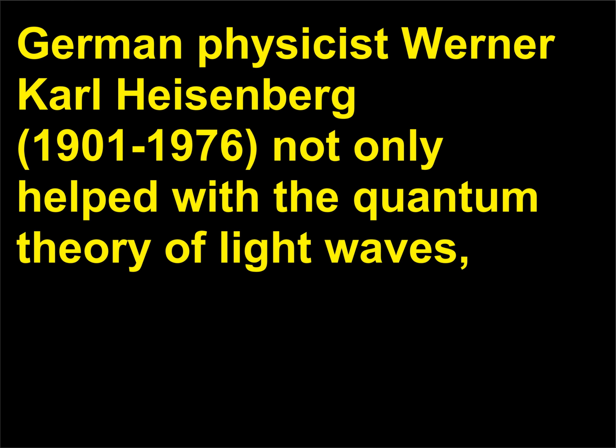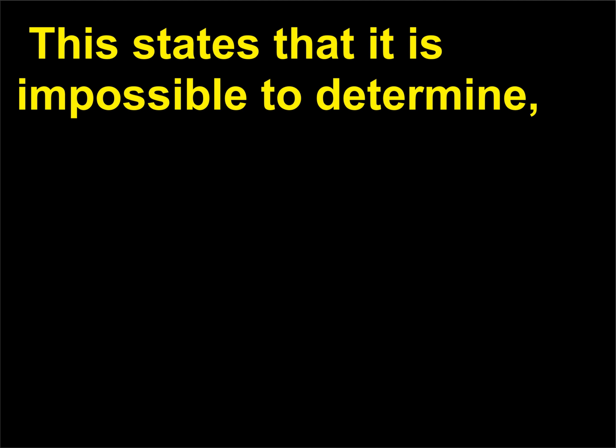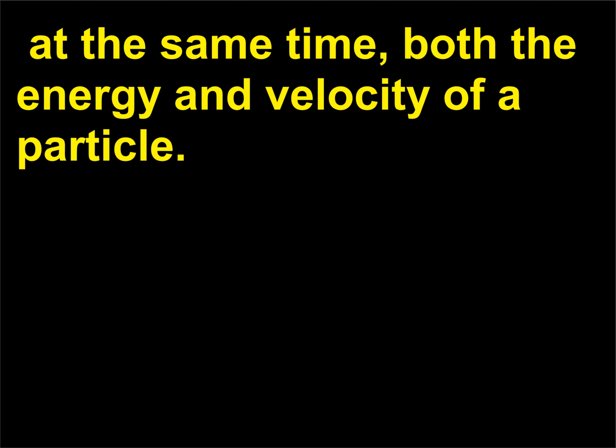German physicist Werner Karl Heisenberg, 1901 to 1976, not only helped with the quantum theory of light waves. He also developed the Heisenberg uncertainty principle. This states that it is impossible to determine, at the same time, both the energy and velocity of a particle.